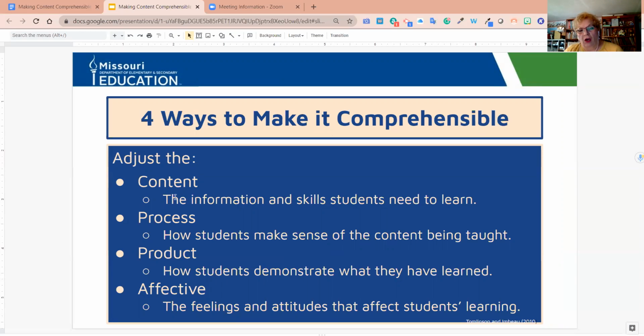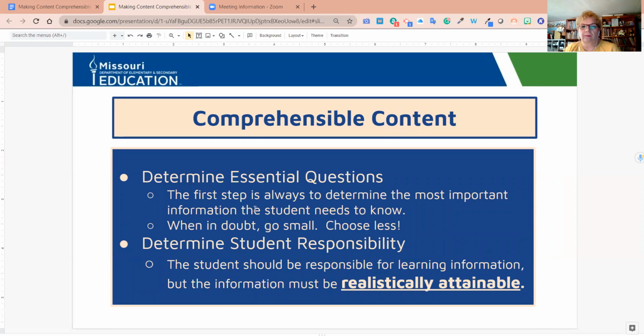All right, and then 4 ways that we can make learning comprehensible for our students. We can adjust the content to make it easier for them to understand and learn. We can adjust the process of how the students make sense of what we're doing. We can adjust the product of how they demonstrate what they are learning, and we can adjust to make it more comfortable, that affective filter for the classroom. I'm going to talk a little bit about each one of those.